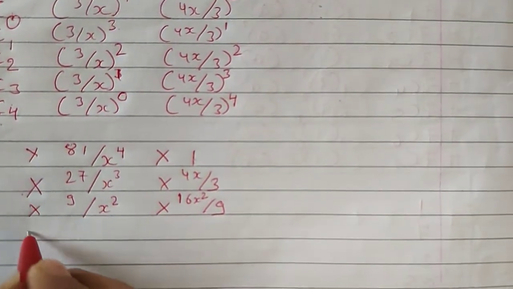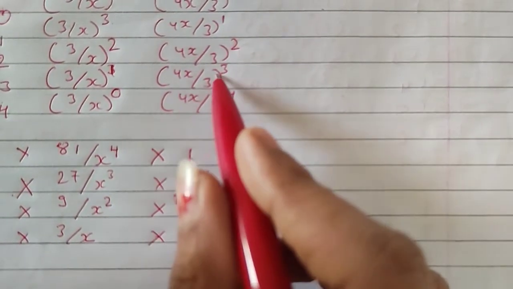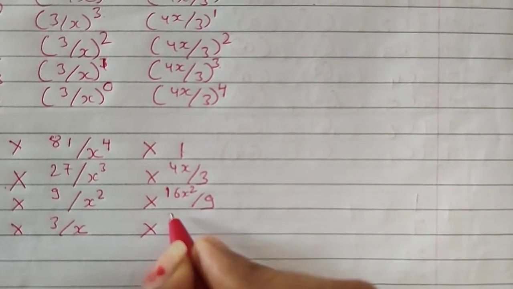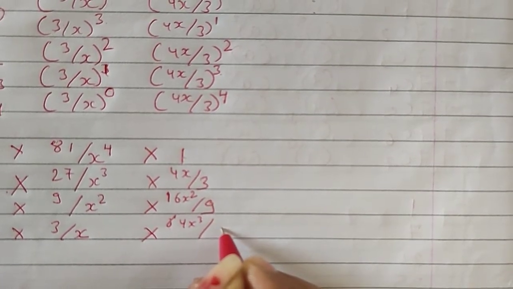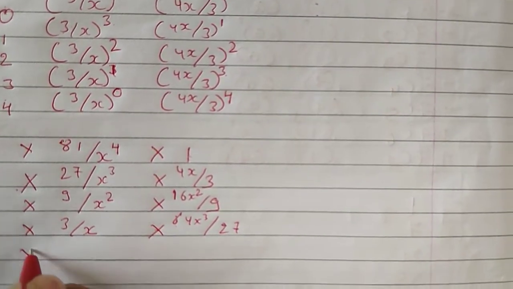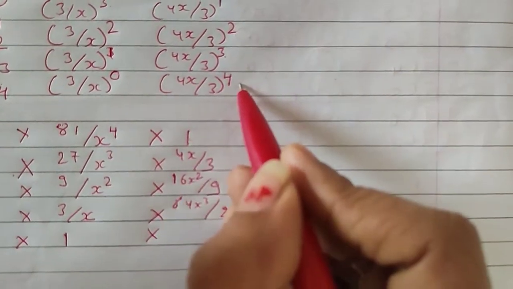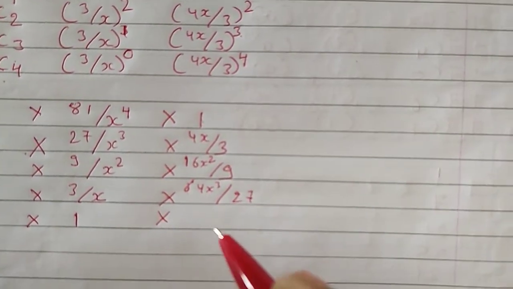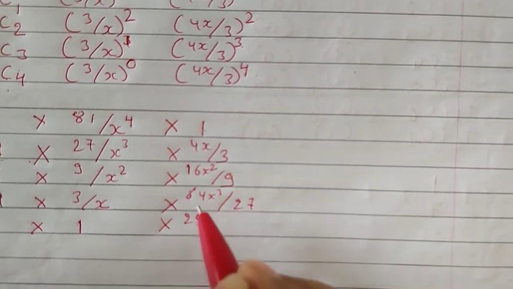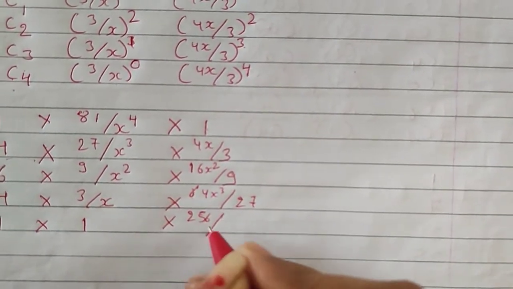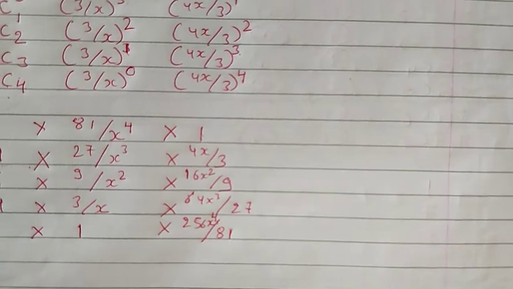Then 3 upon x raised to 1, so it will be 3 upon x and into here (4x)^3, so 4, 16 and 64, so 64x^3 upon 27. And the last one, here (3/x)^0 is 1 into 4x multiplied 4 times, 4x into 4x into 4x into 4x, so that will give you 256, or directly 64 into 4, that also you can do. So 256x^4 upon 81.